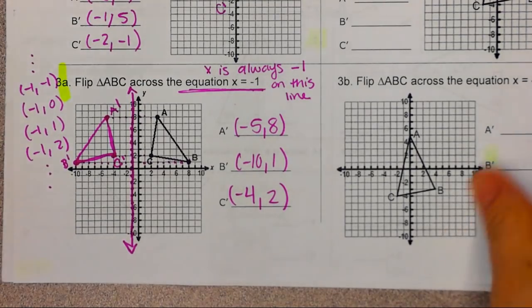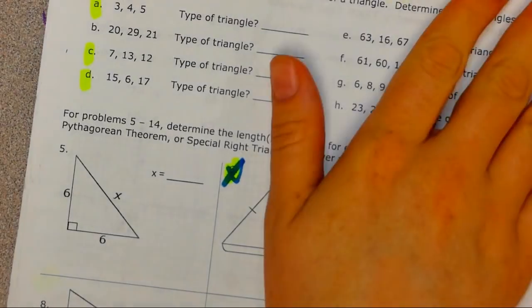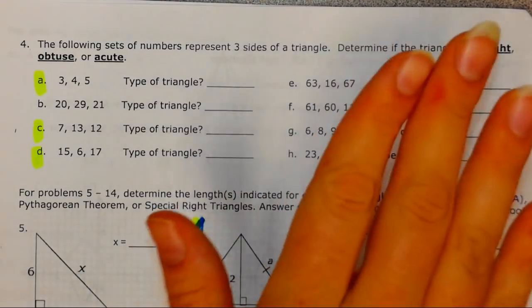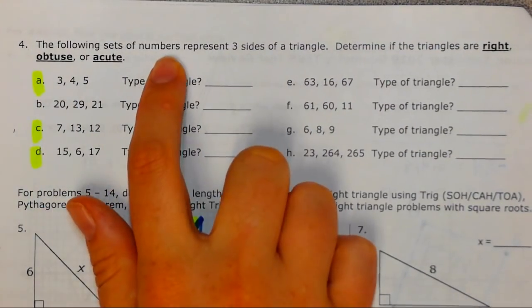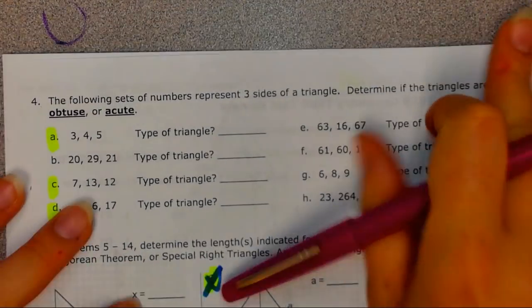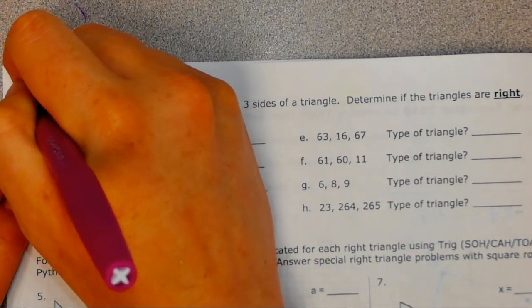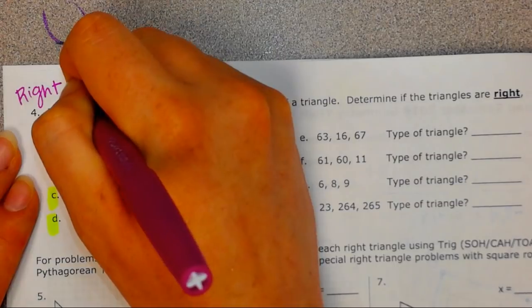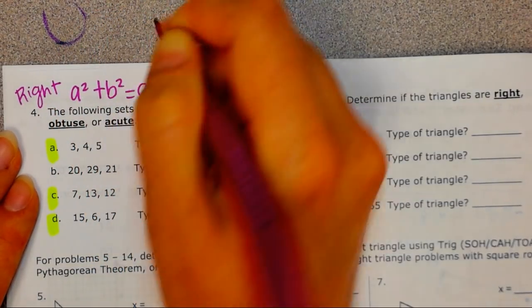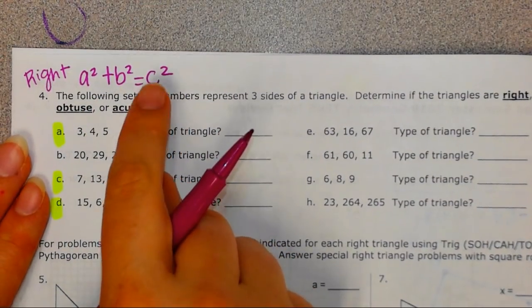All right. So if you flip to the back side, here we have our determine if it's right, obtuse, or acute. So what this is about, if something is a right triangle, then it's going to follow the Pythagorean theorem, which says that a squared plus b squared is equal to c squared.